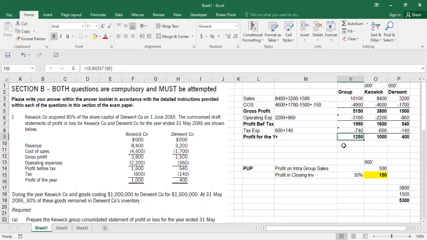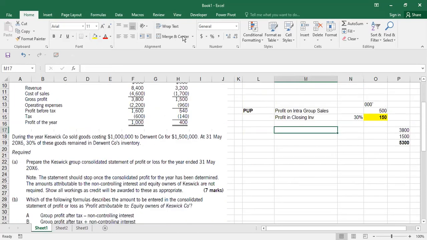Now this group profit actually should be divided between the parent and the NCI. If you remember when we were doing, we separate the profit, how much belongs to the parent, how much belongs to NCI. But in this question, they did not ask us. They said that the statement should stop once the consolidated profit for the year has been determined. So we should stop here. The amounts attributable to NCI and equity owners are not required. So they don't want us to split this thing. So we stop it here.